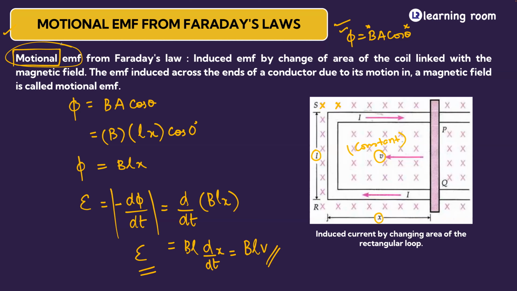Third, if the flux is changing, you need to identify whether the flux is increasing or decreasing. When the conductor moves to the left, is the area decreasing or increasing? Look at the value of x. L into x is area. When the conductor is moving to the left, is the x value decreasing or increasing? Decreasing, right? So when area decreases, flux should also decrease.